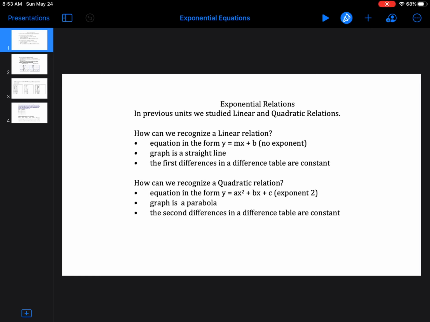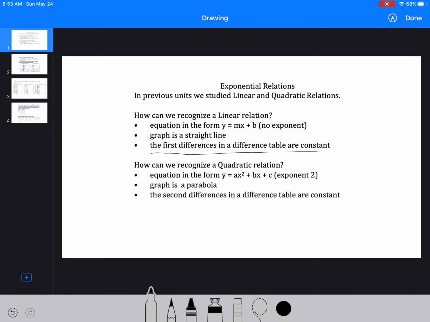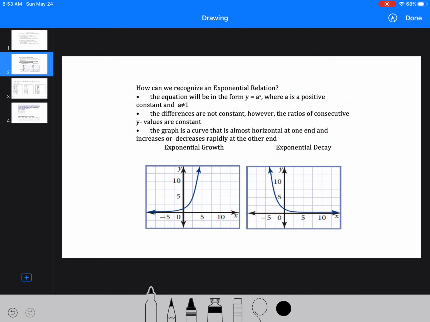When we're looking at those, if I just gave you a table of values, the one thing that we need to understand is that if the first differences in the table of values are all the same, it's a linear relationship. If the second differences are all the same, it's a quadratic relationship. Well, now we're going to take that one step further and look at exponential. An exponential relationship is always going to have an equation where the exponent is actually our variable.